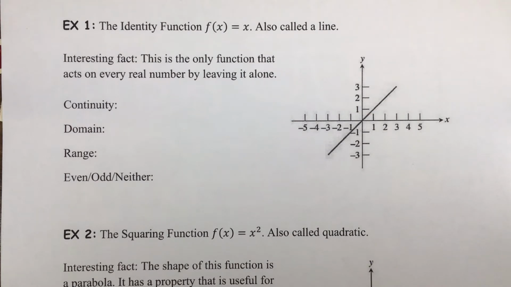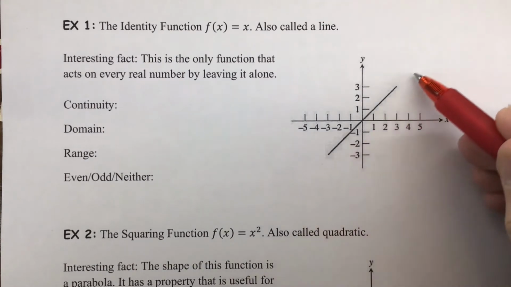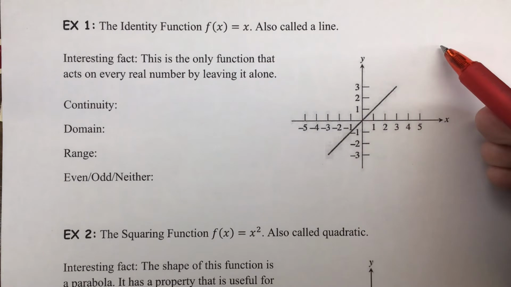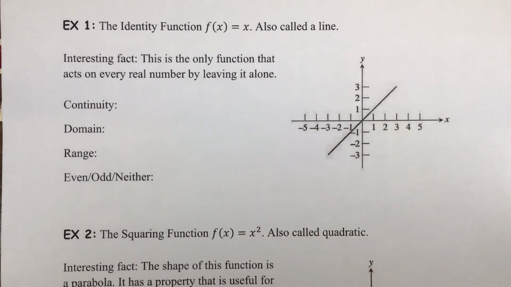All right, does this function have continuity? Yes, it does. It's a straight line that heads in this positive direction. I call it the perfect diagonal. It's at a 45-degree angle. The slope is up 1 over 1, and it does cover all possible x values.